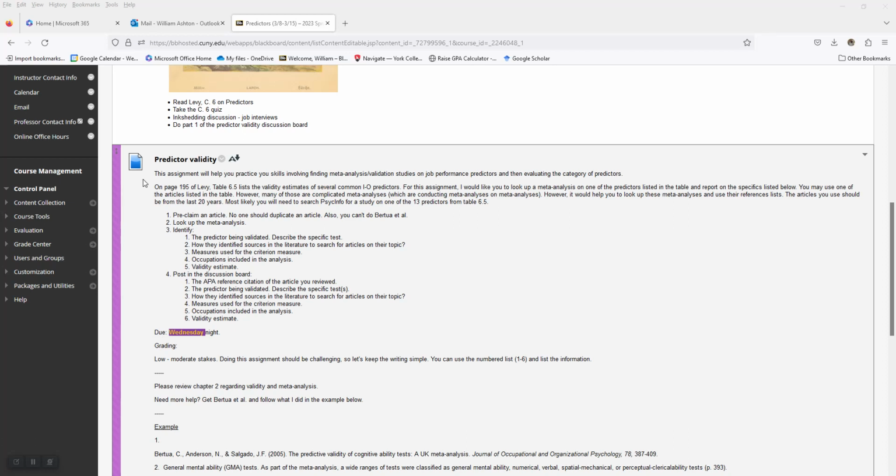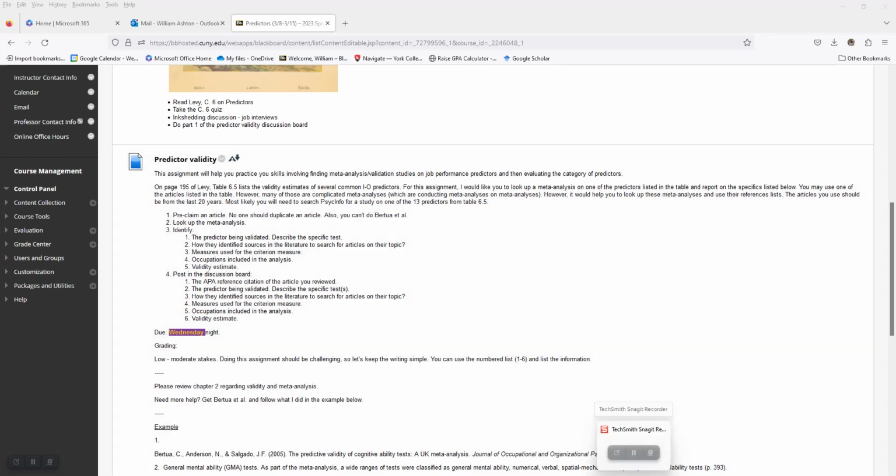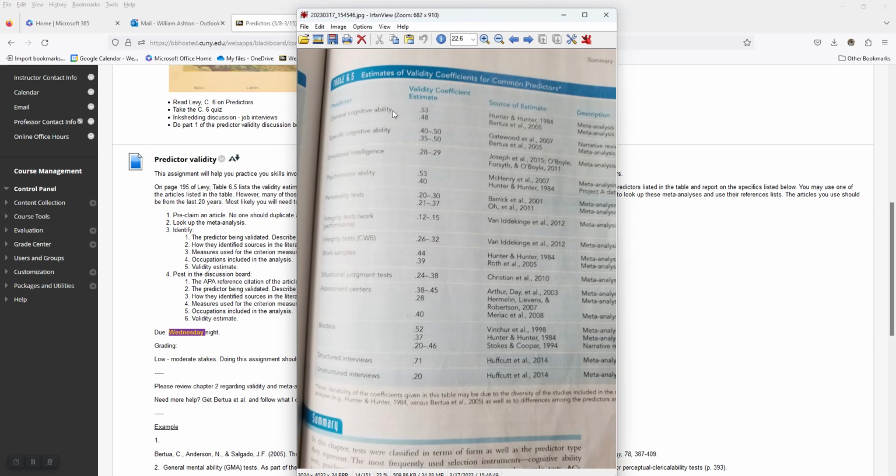So that's what I'd like to do: go over this assignment to make sure that you understand it. I have the other video on what a meta-analysis is, so you have a better idea what that is. But that's really not important. What is important is good old table 6.5. This is a really important table to this entire class.